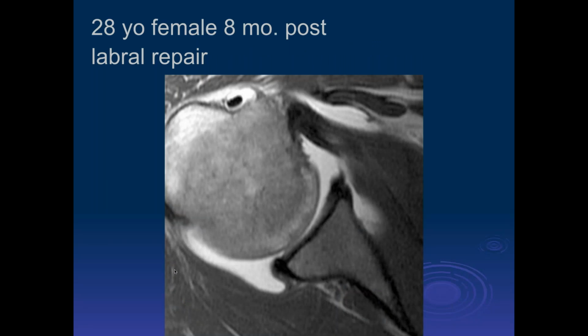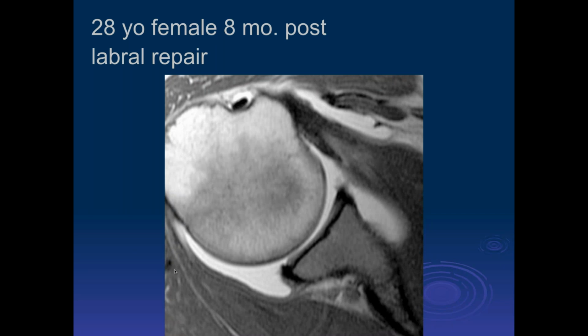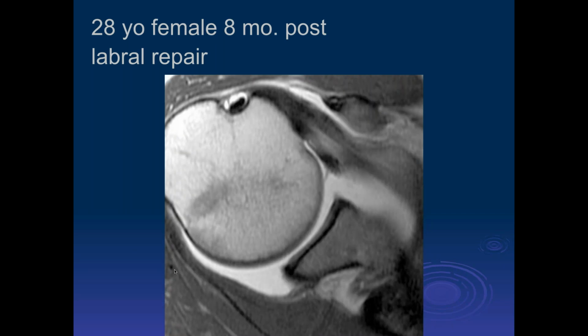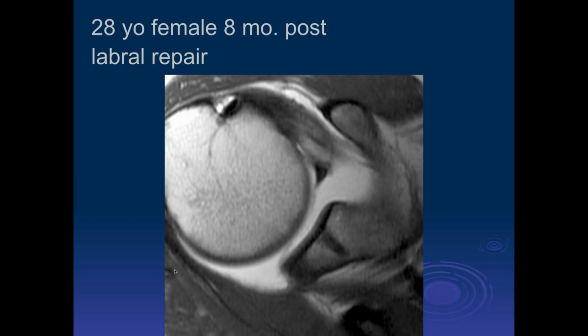Okay, Sahar, what do you think of this case? Okay, 28-year-old female, eight months post labral repair. The labrum looks okay on these two images. There's another cut. What are those two structures? The red arrow is pointing to the labrum, which is very small, maybe absent, and the yellow one is pointing to the middle glenohumeral ligament, like a Buford complex. So what do we see here?